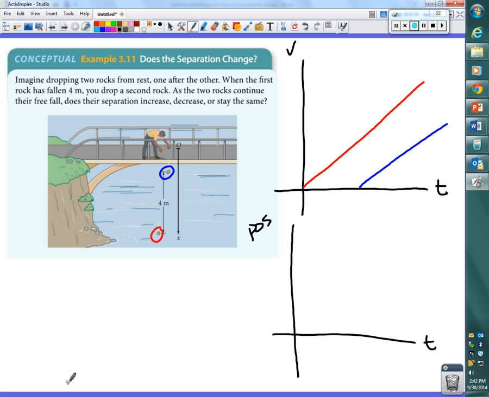Position graph. First, what do position graphs for constantly accelerating objects look like? A position graph for a constantly accelerating object is a parabolic curve, a parabola, right? So the red one is going to start here, and it's going to look like that.